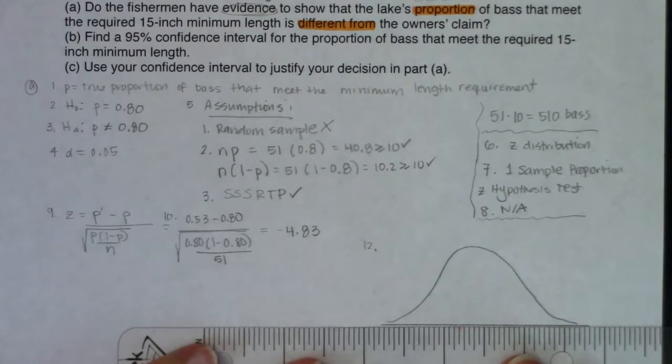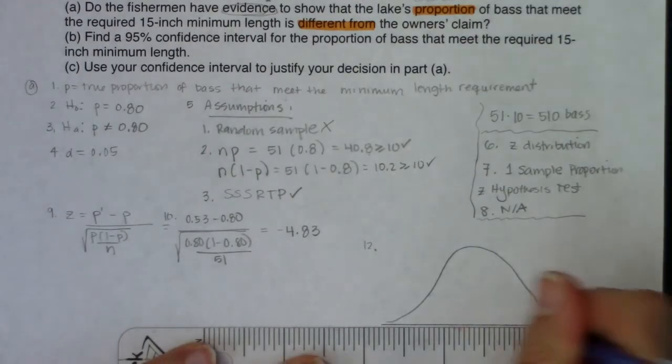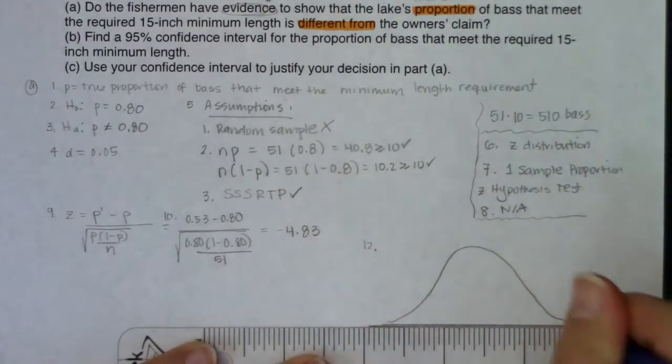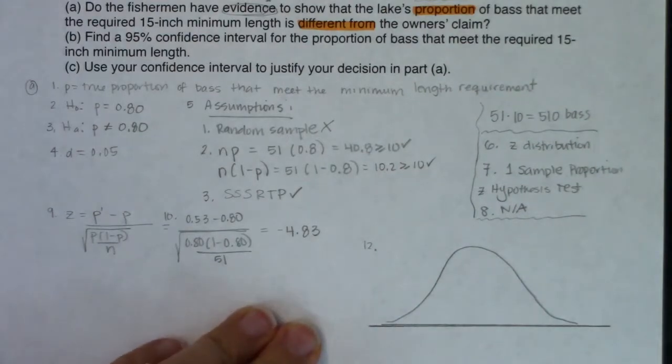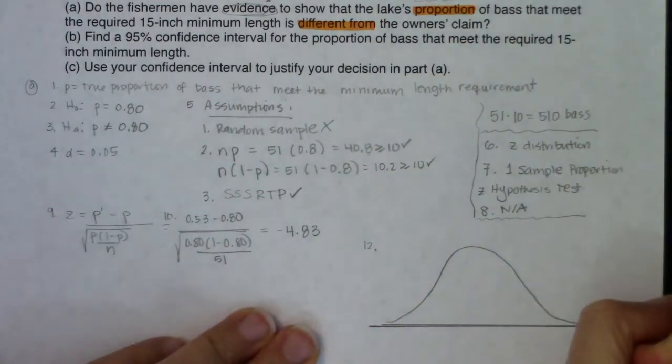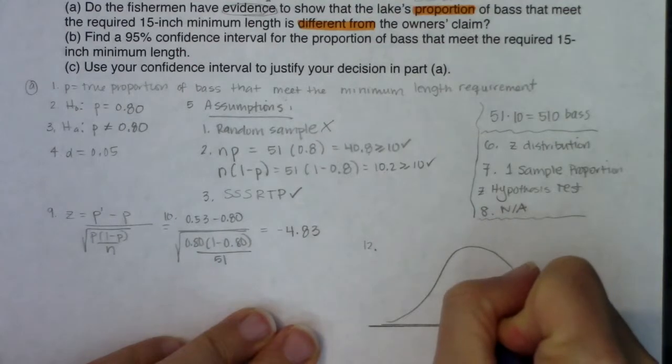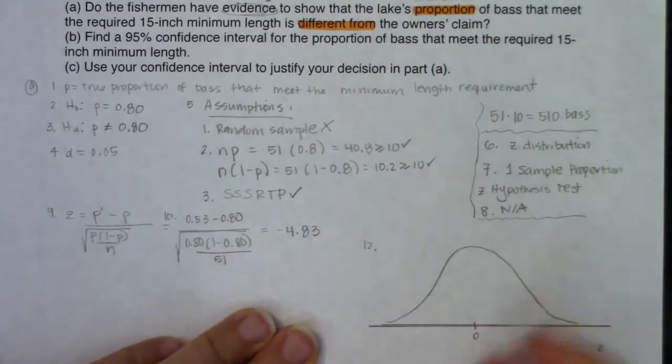And I'll put just a little bit more of the z-axis in there. Okay. So as we go through this, we know this is the z-axis. Zero's under the peak. I want you to think about negative 4.83. It's going to be, this is like negative one, negative two, negative three. It's going to be over here somewhere.